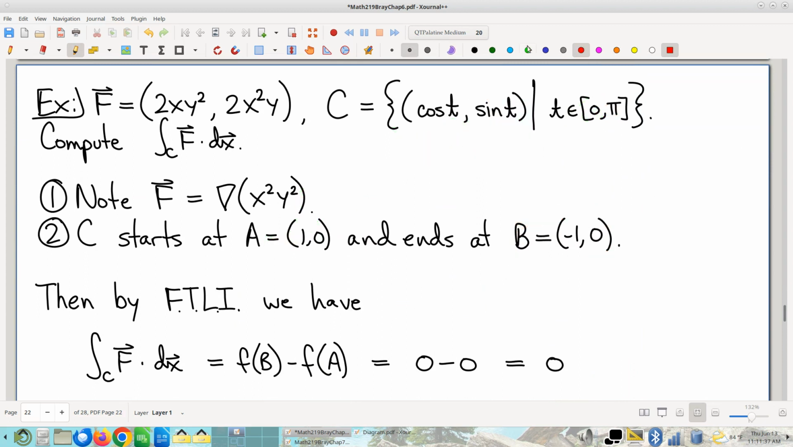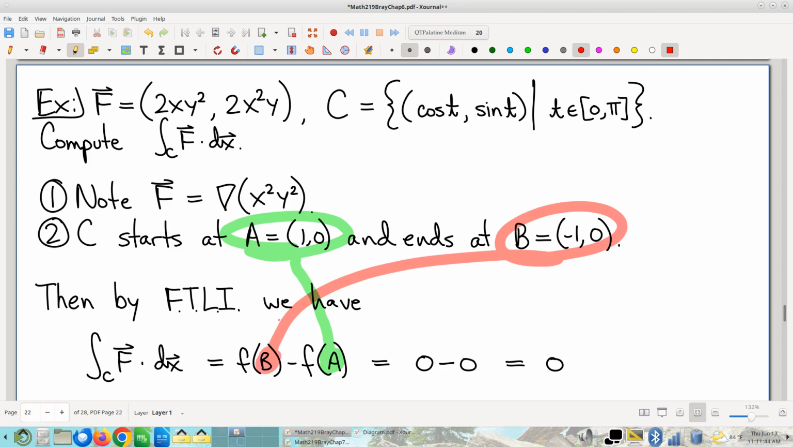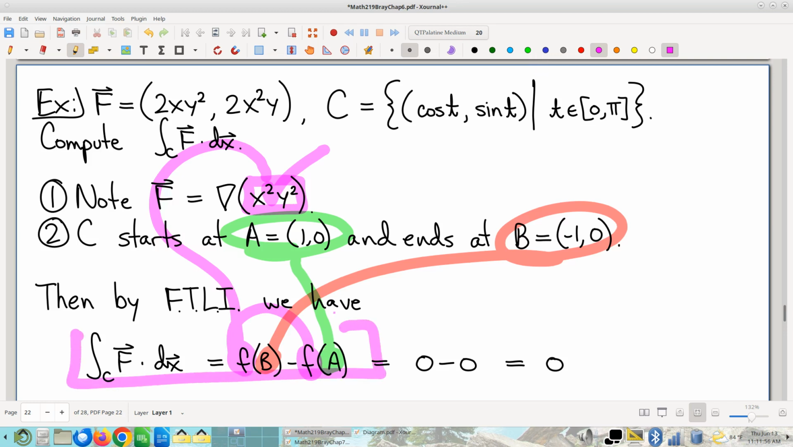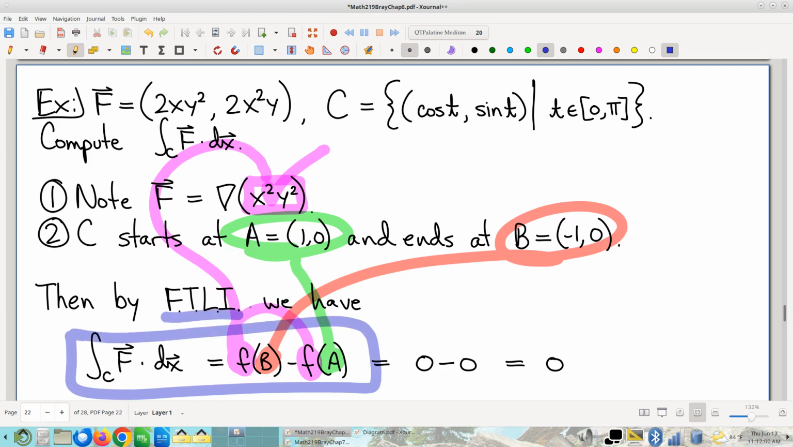We take our starting point. We take our ending point. We plug into our previously identified anti-gradient function. We use the formula on the previous page, our fundamental theorem of line integrals from the previous page. Plug in, compute, answer. Notice I didn't have to deal with any trig to speak of, other than just to identify where the endpoints were.